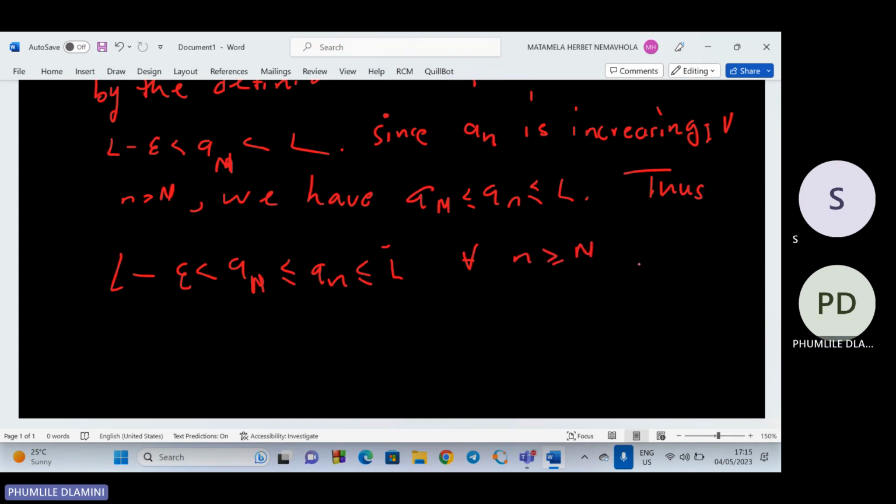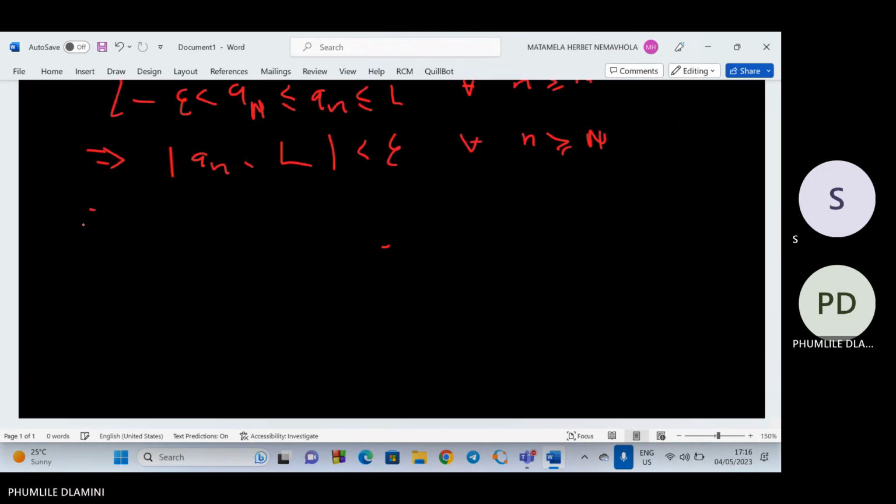Now this implies that the absolute value of a_n minus L is less than epsilon for all n greater than or equal to N. Therefore, a_n approaches L.